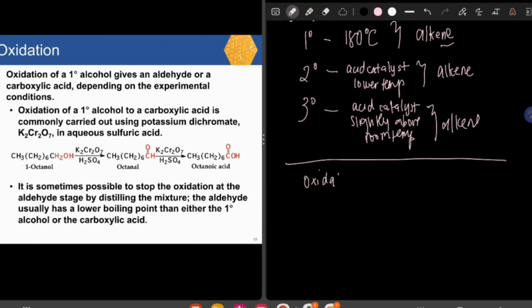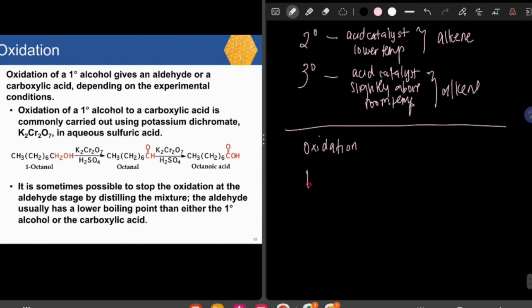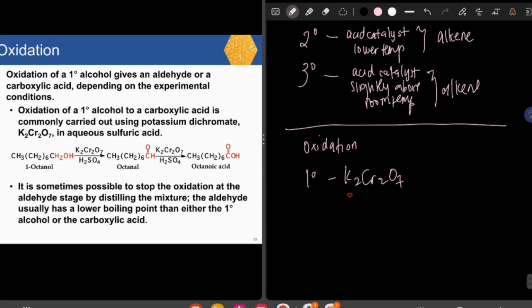We have oxidation. Now, sa oxidation of primary alcohol, it gives an aldehyde and carboxylic acid. And ang gamit natin dito na pang-oxidize is yung ating potassium dichromate. Tandaan, in aqueous sulfuric acid. So, ang mangyayari kapag inoxidize mo ang primary alcohol, magpo-form siya ng aldehyde, pwede rin carboxylic acid on further oxidation. Okay? Instead na alkene.